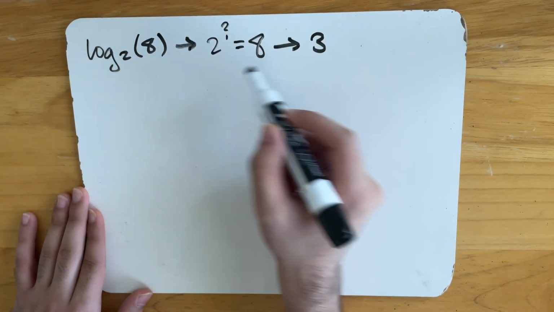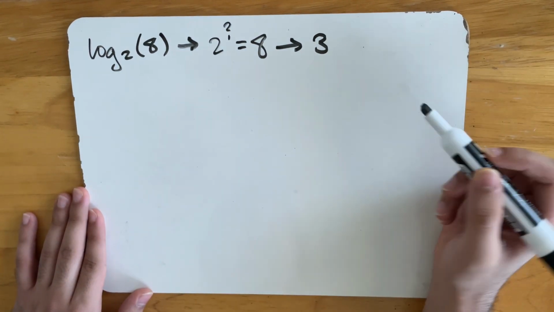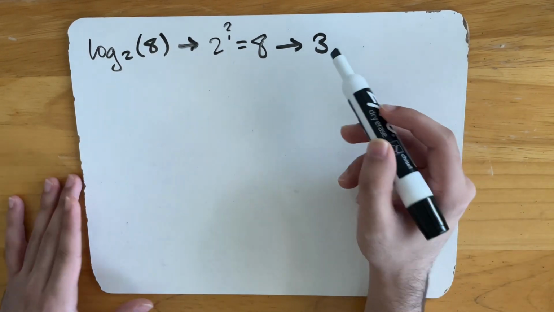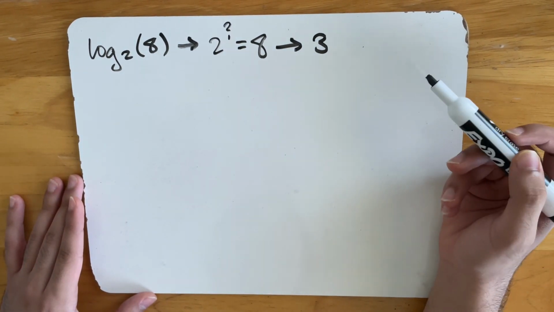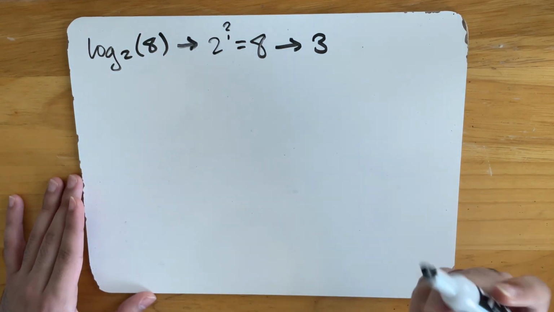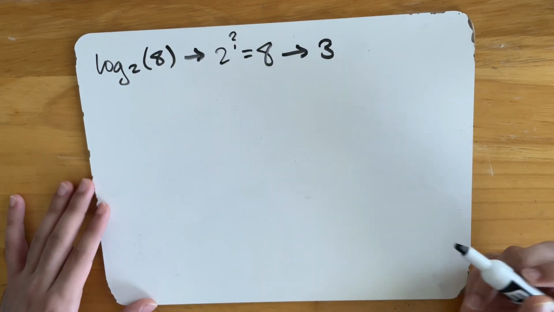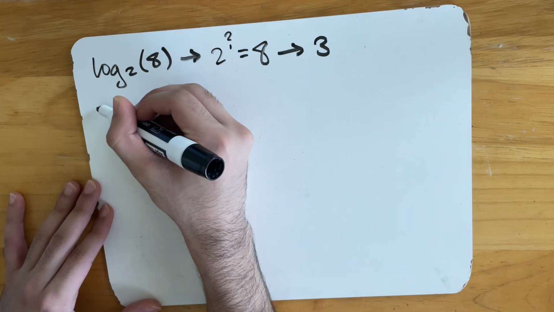When I say log base 2 of 8, I'm really asking you this question: 2 raised to what power is equal to 8? You're going to say 3. 2 raised to the third power is equal to 8. So that must mean log base 2 of 8 is equal to 3. Alright, so that was easy. Let's try another question.